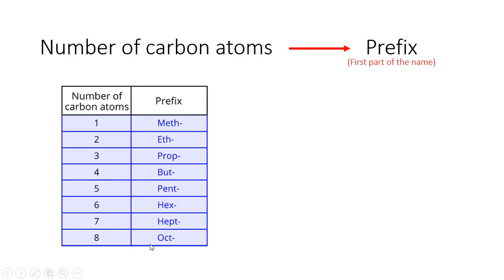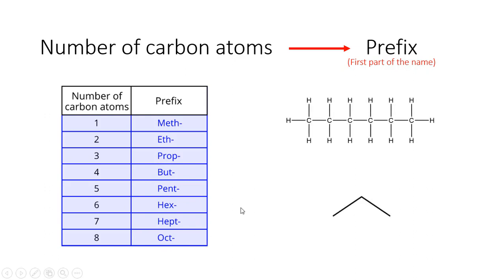8 oct. Okay? So putting that into practice, we have a hydrocarbon up here with 1, 2, 3, 4, 5, 6 carbon atoms. Therefore, the start of its name will be hex. Okay? Pretty simple, yeah? And then a skeletal formula example here, with 1, 2, 3 carbon atoms, will start with prop. So that's how we get the first part of the name, by the number of carbon atoms in our molecule.